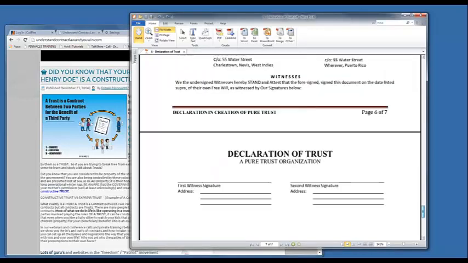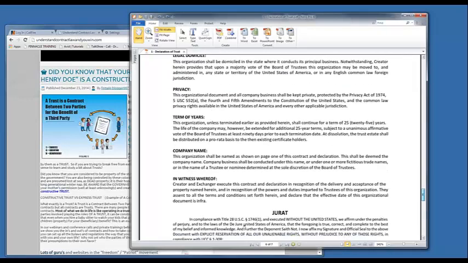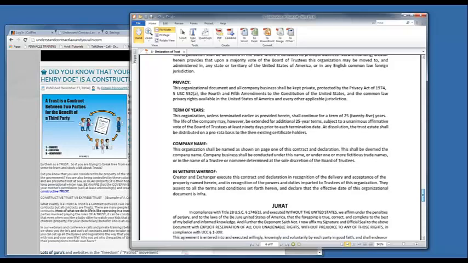So this is an express trust. A trust is a contract. It's a specific kind of contract in which one person puts property into the hands of another for the benefit of yet another third party or parties. Those third parties are called the beneficiaries.